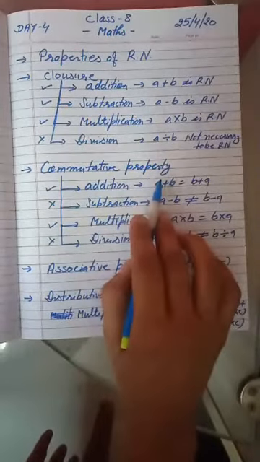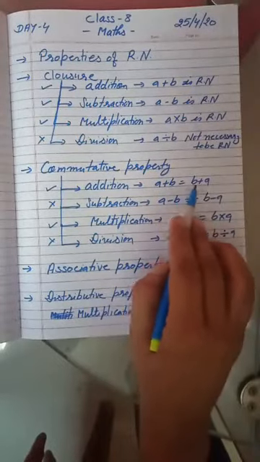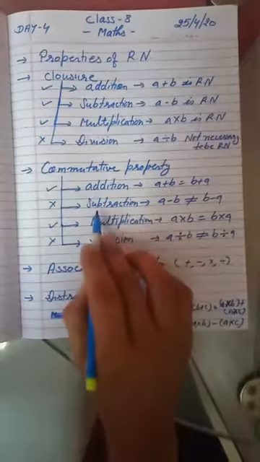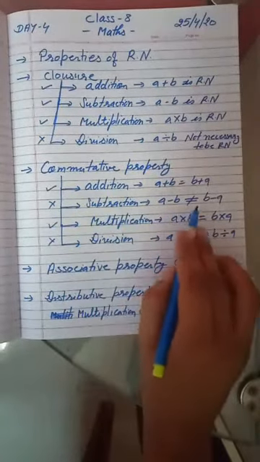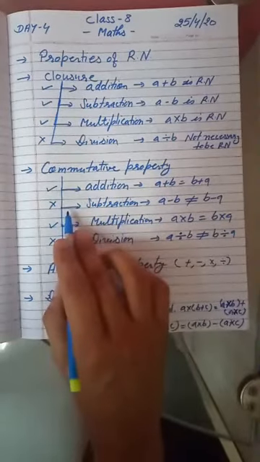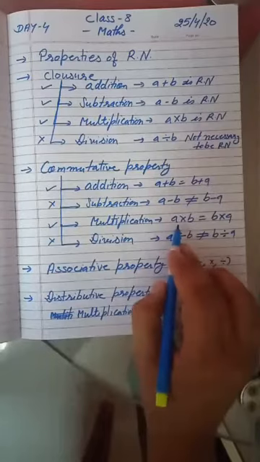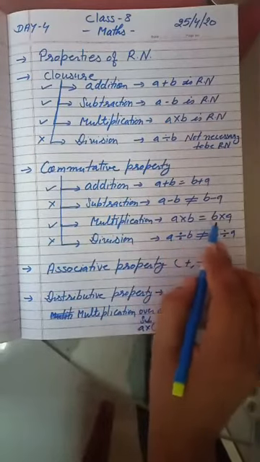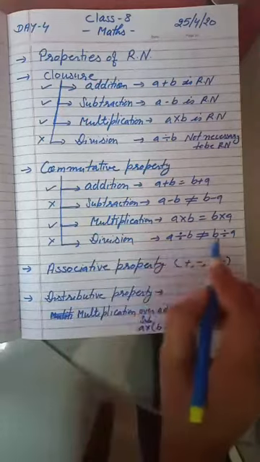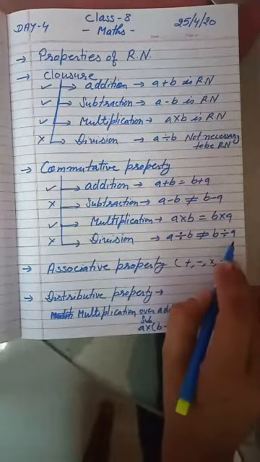The commutative property shows that for addition, a plus b is equal to b plus a. Yes, definitely it is commutative. Subtraction: a minus b is not equal to b minus a, so we cannot say it is commutative under subtraction. Multiplication: a cross b is equal to b cross a, so it is also commutative. And division is not commutative because a divided by b is not equal to b divided by a.